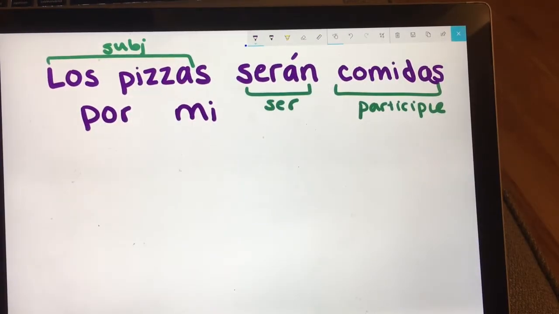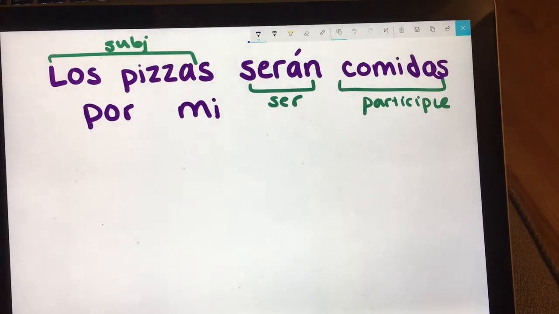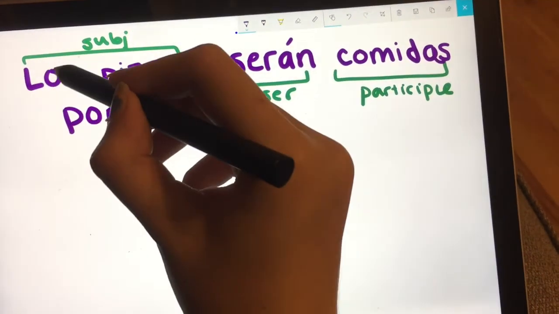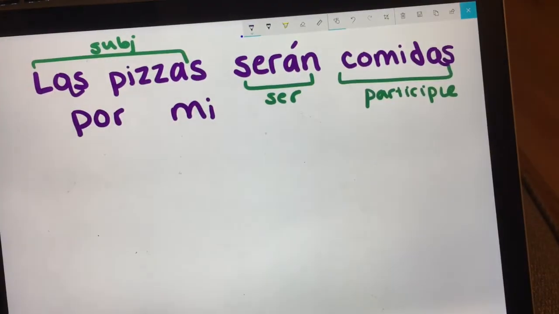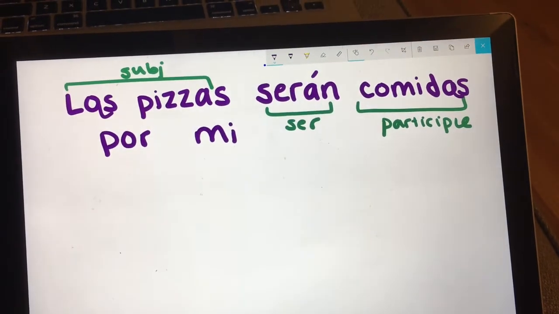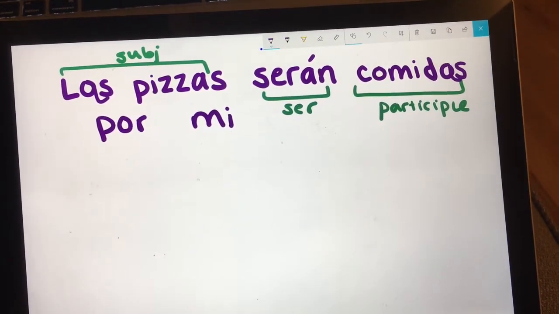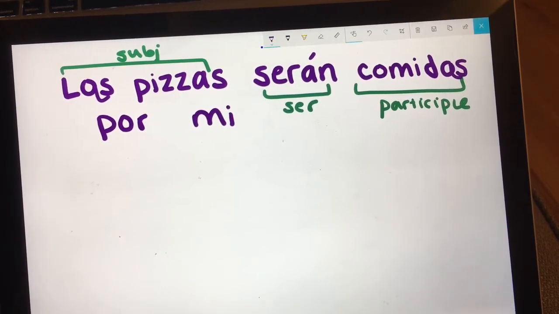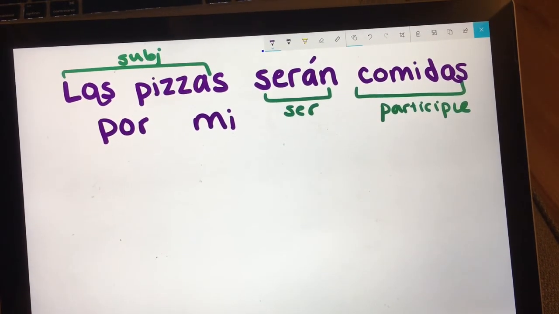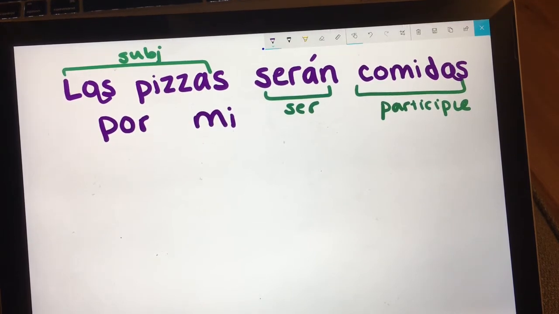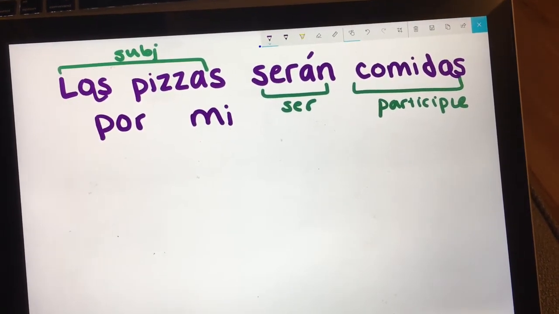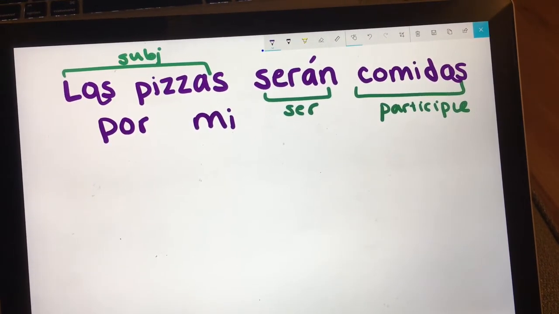Here's another example. I made a mistake. Las pizzas serán comidas por mí. So las pizzas is the subject. It's feminine and it's plural. Then we have a form of ser, serán. So this is actually the future construction of ser.